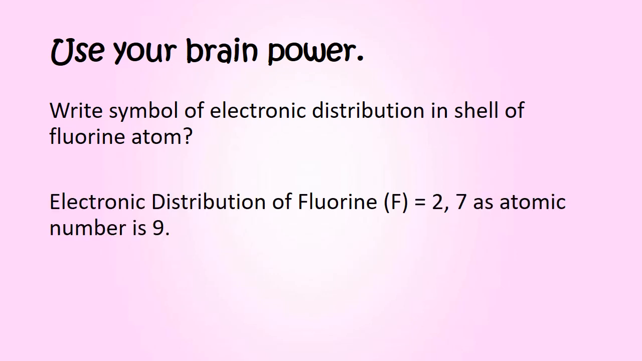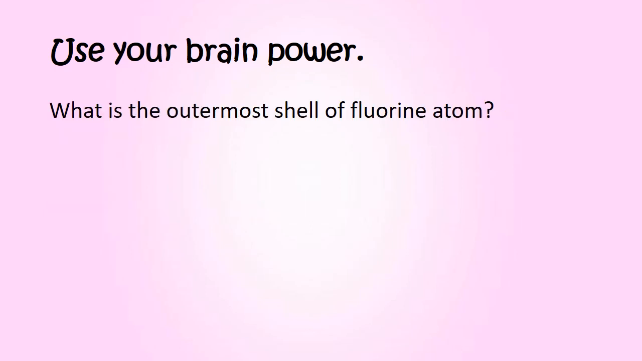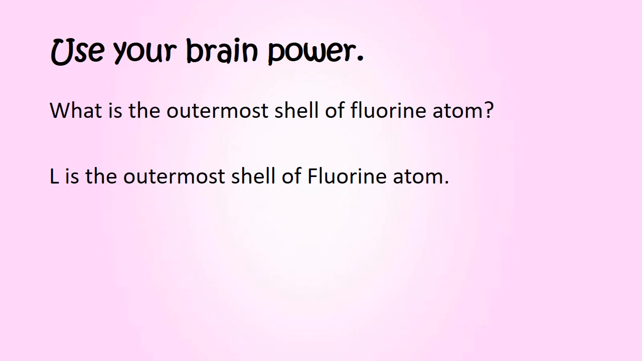Electronic distribution of fluorine is 2, 7, as the atomic number is 9. So we have to distribute 9, so we'll write 2, 7. What is the outermost shell of fluorine atom? L is the outermost shell of fluorine atom.